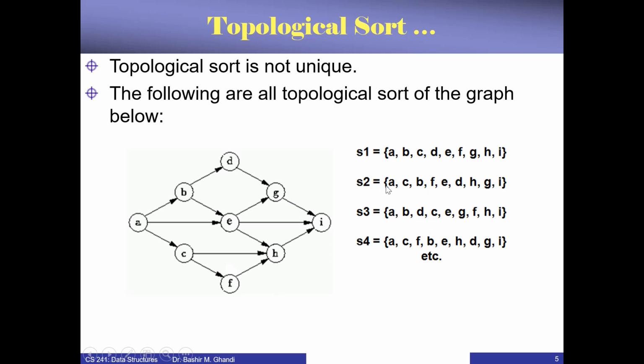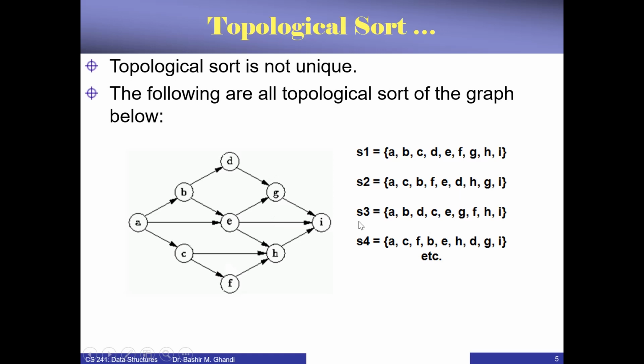The second listing, on the other hand, is A, C, B. So it's the reverse. It's the same thing, but doing it from bottom up. So A, then C, B, then F, E, D, then H, G, and then finally I.